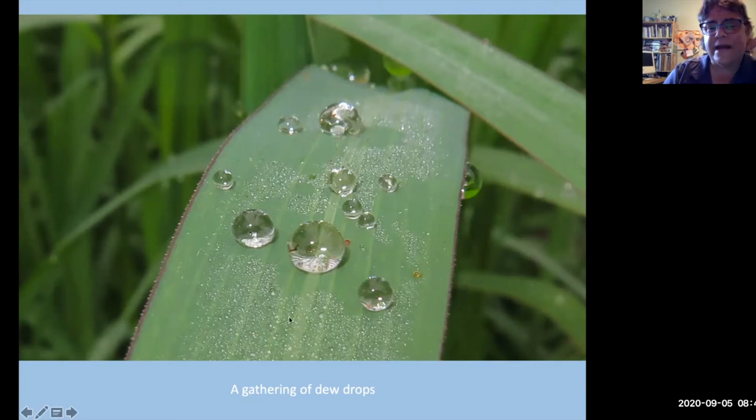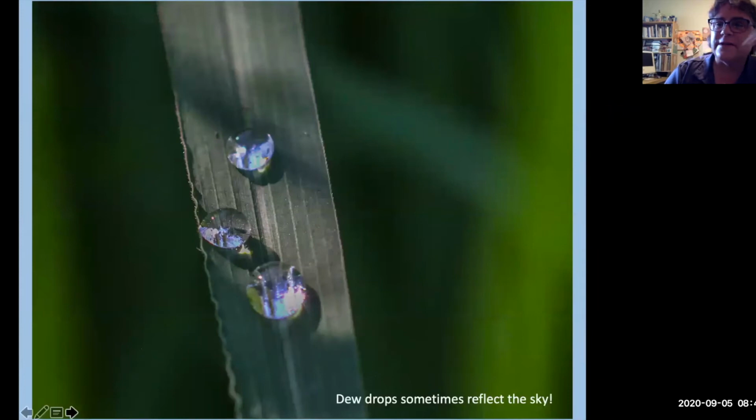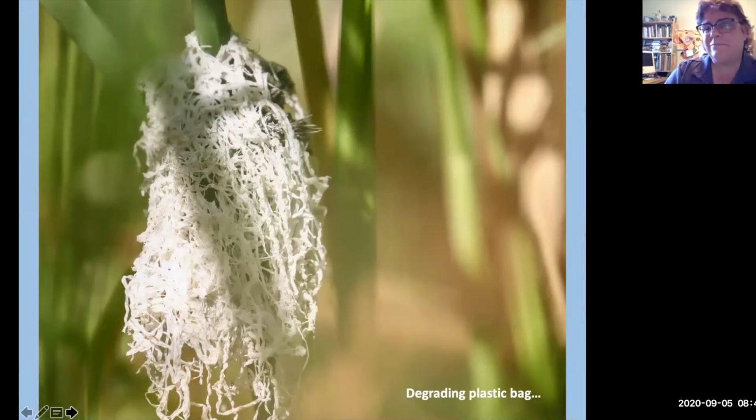Absolutely beautiful. And if the conditions are just right, and I'm talking just exactly right, then sky is reflected in those dewdrops. I've seen trees reflect in them. I've seen myself reflected in them. Dewdrops in and of themselves are amazing things to look at. You can watch that at home. It's fun to see.